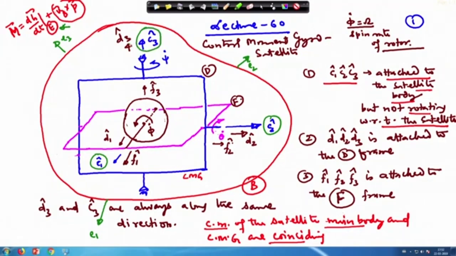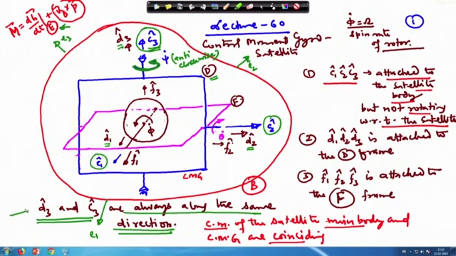Thereafter, we have chosen a frame which is attached to the external frame D, which I have shown as D1, D2 and D3. This is rotating along with the frame D, but there is one point to note: D3 and C3 are always along the same direction. This D3 and C3, shown here, are always along the same direction, because the frame shown in blue, the D frame, is rotating about this axis. It is rotating like this, in the anticlockwise direction. So, these two are always in the same direction.